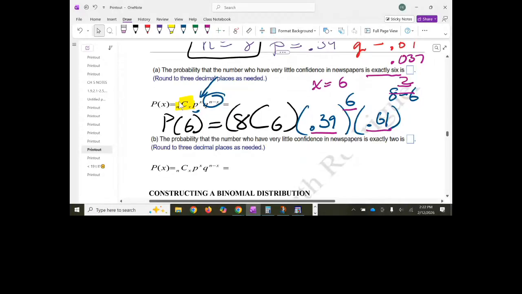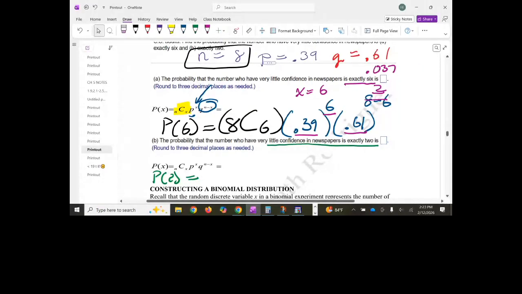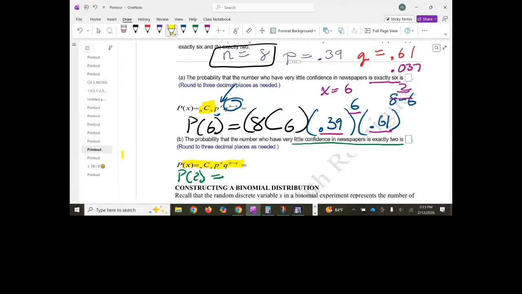Y'all, we're going to repeat that same process. We're going to do this again, but now we're looking for the probability that people who have very little confidence is exactly 2. So y'all, what we're really looking for here is P of 2. I'm going to zoom out a little bit so you can see everything here. The first part says we're going to do 8 choose 2.